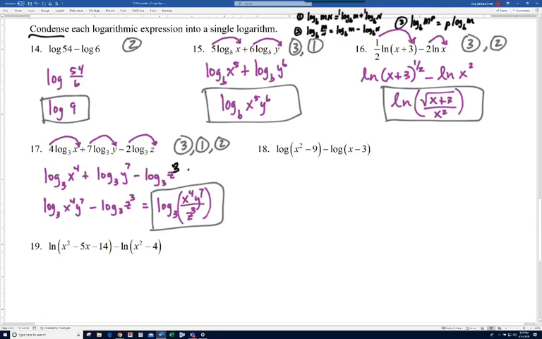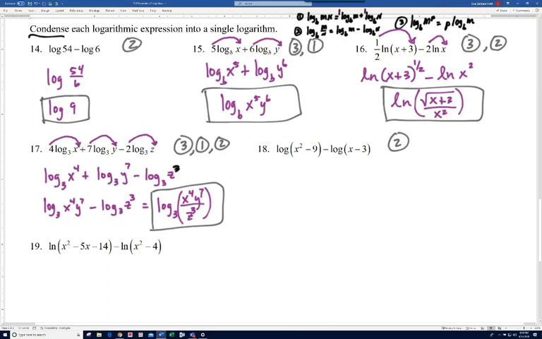So that's a nice pattern. You can actually go from there to there if you see that pattern. I did it in 2 steps. All right, let me fix that. Okay, let's go on to number 18.